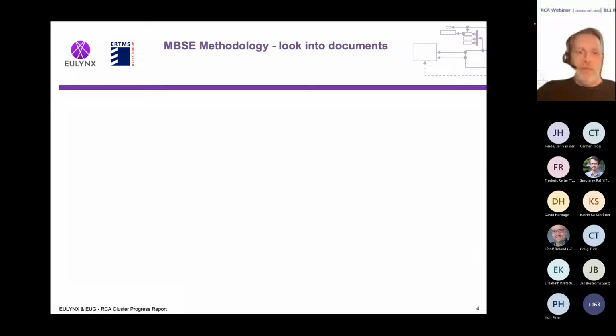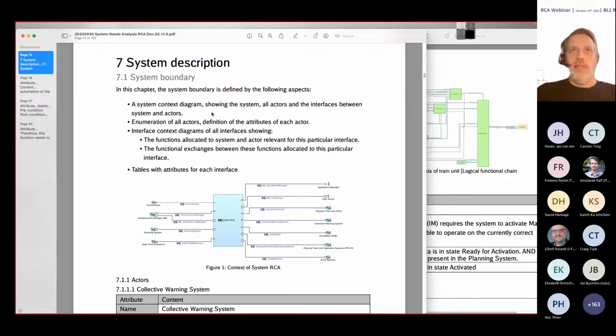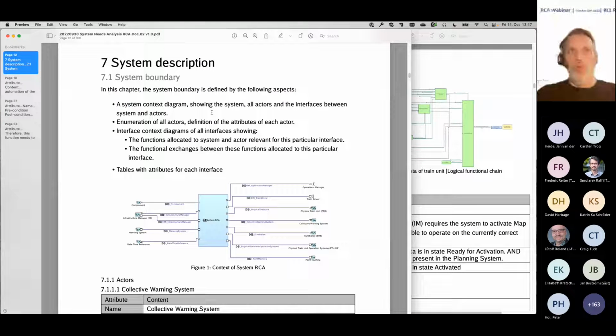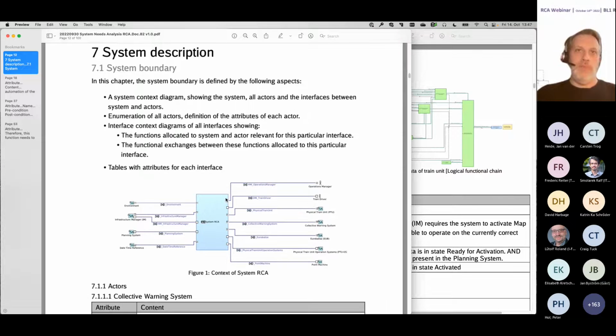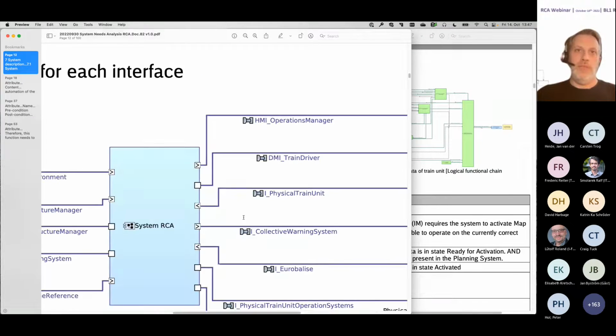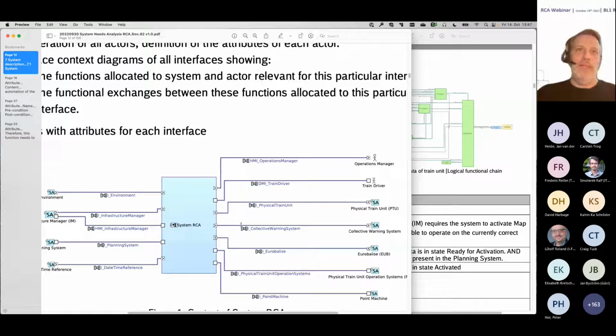Okay, enough theory. Let's have a look through the documents quickly, and I'm happy that I have a little bit more time. Let's start with the system needs analysis. That's the document for the green bit you just saw. And as I already said, it starts with the definition of the system RCA. So basically what we have here, I zoom in a little bit, is the definition of the black box, or it's a blue box in that case, and a list of all the actors which are around the system and which interface they are connected to the system RCA.